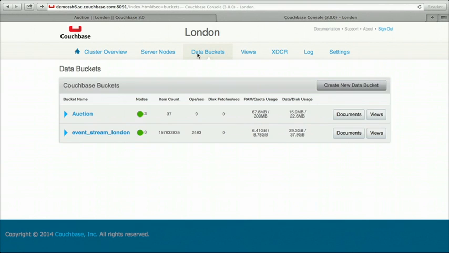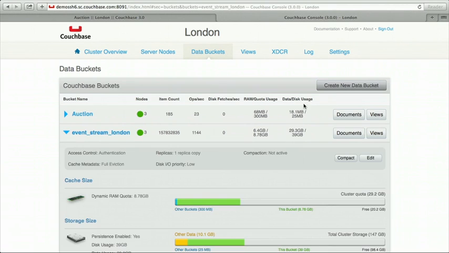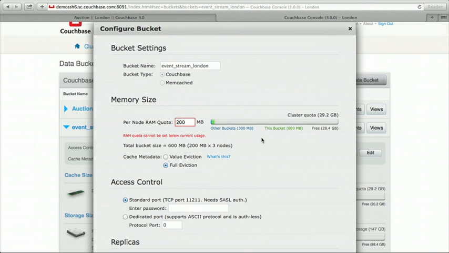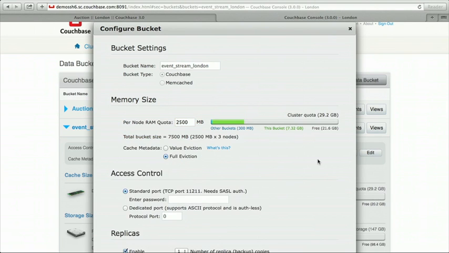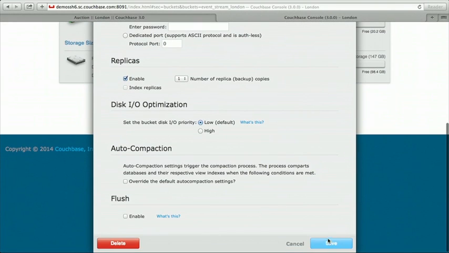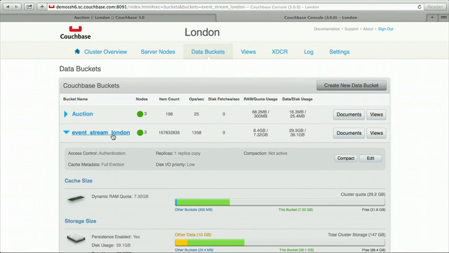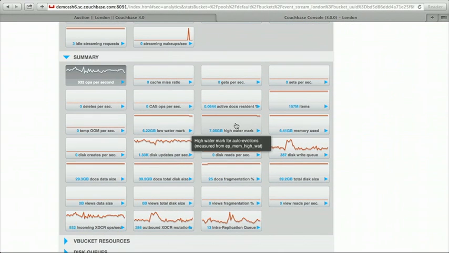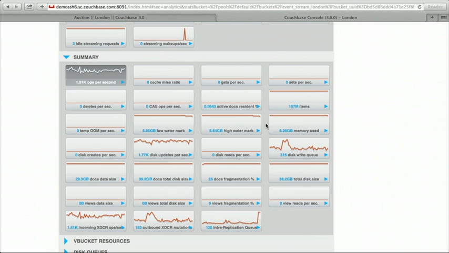So right here from the admin screen, I'm going to go in and edit this bucket here on London. You see right now we're using about 3 gigabytes per node. I'm just going to shrink that down to 2 gigabytes, so that we can reduce the RAM further, make more space. By saving that and then clicking back in here, we can see that the memory is dropping down, or the watermarks are dropping down, and the memory used is going to come right down with it.